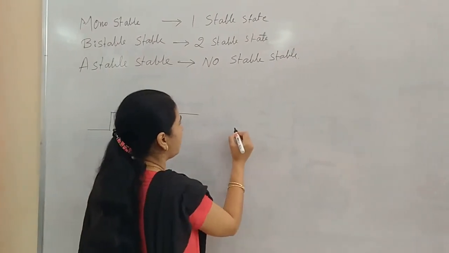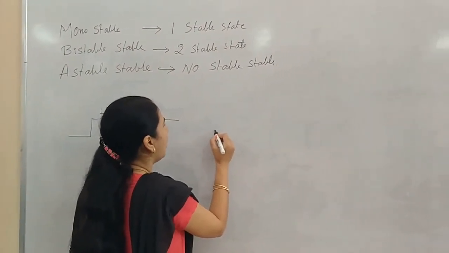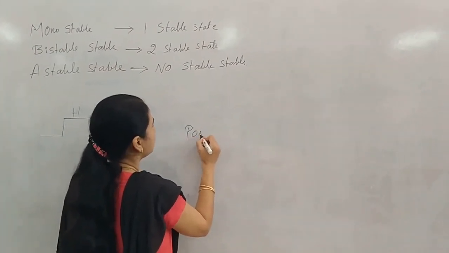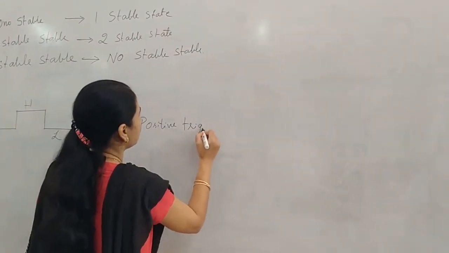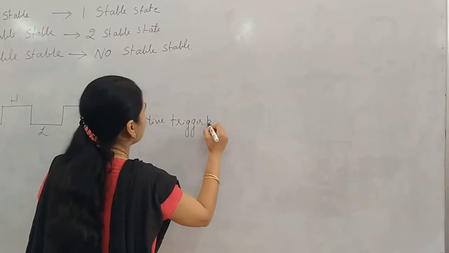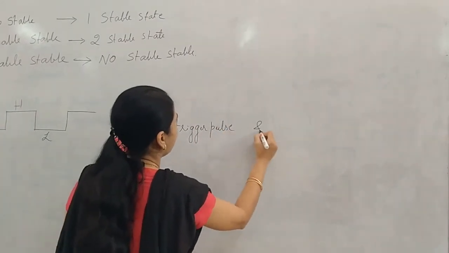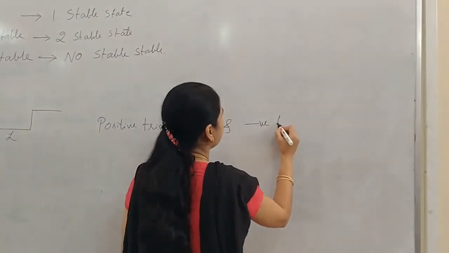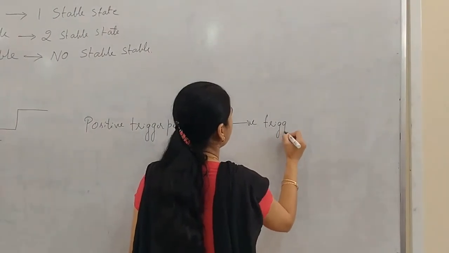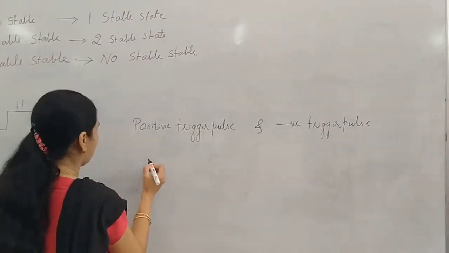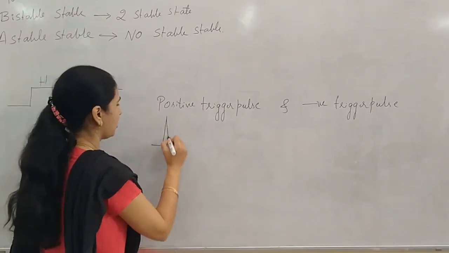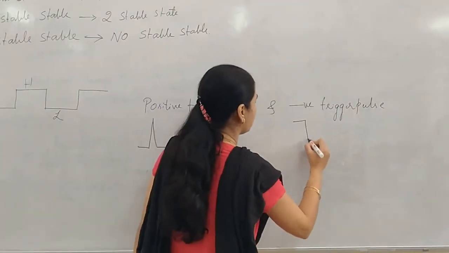And we also come across these two terms, positive trigger pulse and negative trigger pulse. A positive trigger pulse is also a pulse. It looks like this. And a negative trigger pulse is like this.